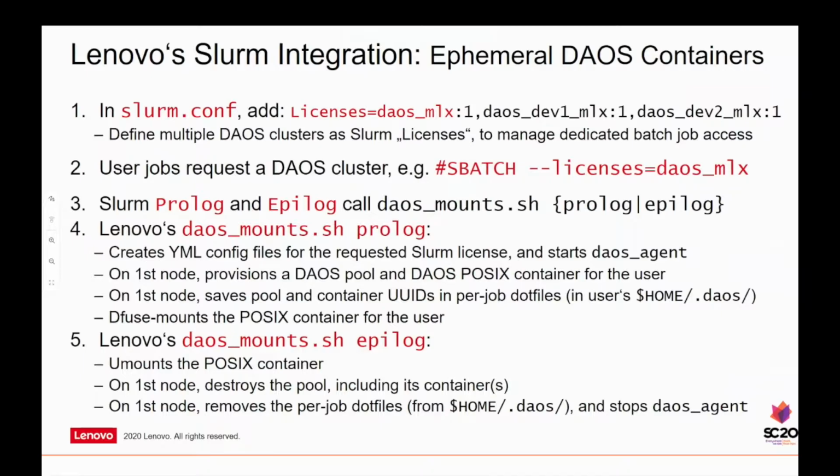It starts the agent, then provisions a pool, provisions the container in the pool, and saves the UUIDs of the container and the pool. I'll come back to that a little later. And then finally it fuse mounts the POSIX container for the user in a predetermined path. And in the epilogue, we unwind the same thing, right? We unmount the container everywhere, and then we're destroying the pool and removing the files that we use to communicate this stuff. I'll come back to those files on the next slide. This is something we use for other file systems as well, and we've done the integration with DAOS with the capability to talk to essentially multiple DAOS systems.